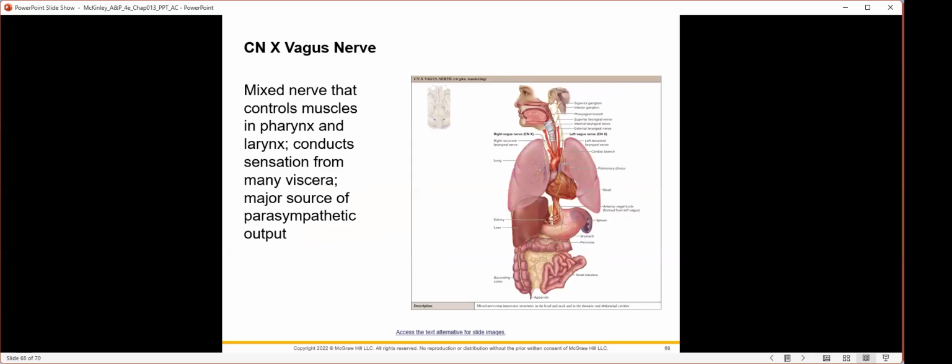Cranial nerve number 10 is your vagus nerve. This is kind of a weird nerve that has a lot of functions. It's a mixed nerve, so it has both sensory and motor function. For its motor function, it can control muscles in the pharynx, your throat, and your larynx, your voice box. For sensation, it can get all kinds of sensory information from your internal organs, called your viscera, which is why you see a number of internal organs in this picture.